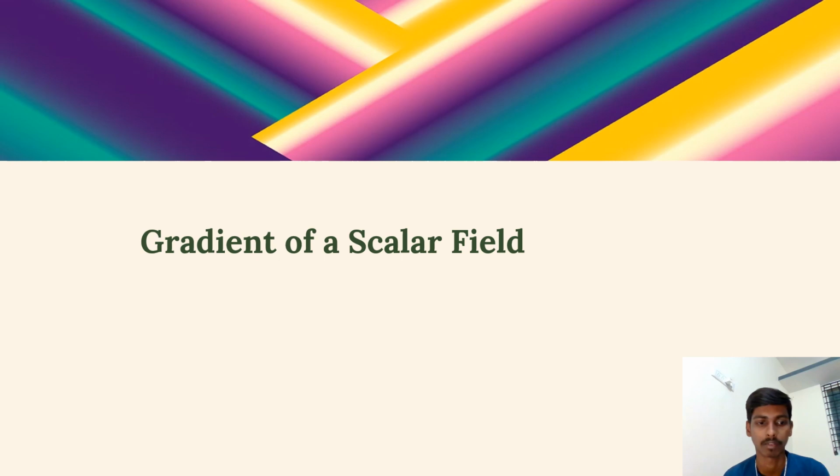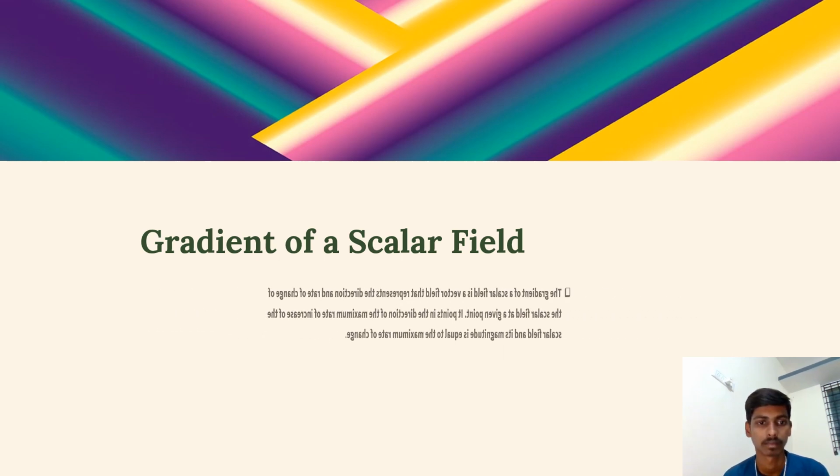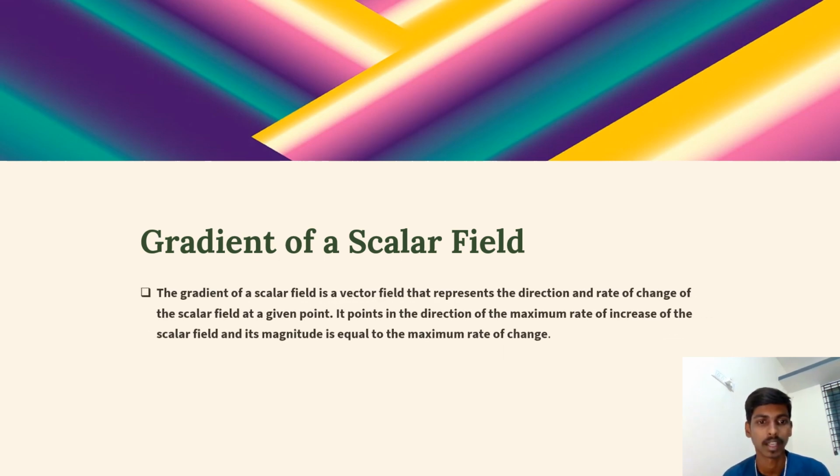Gradient of a scalar field. The gradient of a scalar field is a vector field that represents the direction and rate of change of the scalar field at a given point. It points in the direction of the maximum rate of increase of the scalar field, and its magnitude is equal to the maximum rate of change.